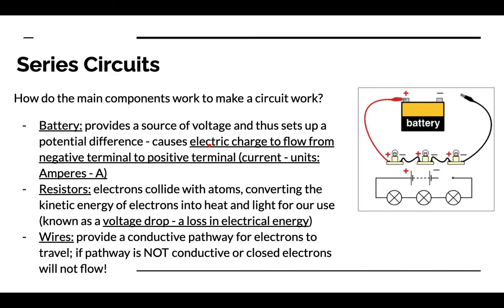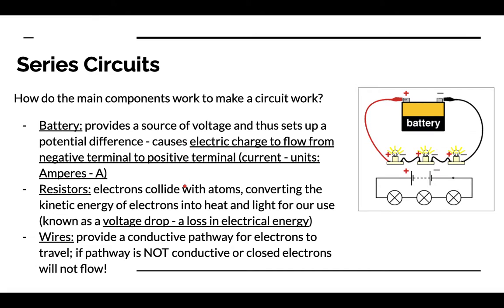Remember that electrons want to move away from other electrons, so they're going to move from the negative terminal to the positive terminal. This makes sense if we think about it again in that electrons and negative electric charges move from low to high potential, and a negative terminal is a low potential, whereas a positive is a high potential. So the battery provides a source of voltage and thus sets up a potential difference. It's kind of like the heart of our circuit.